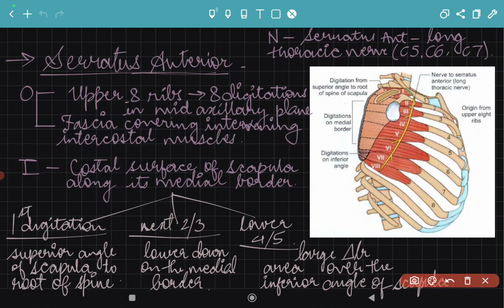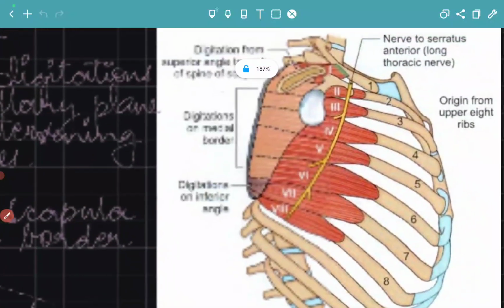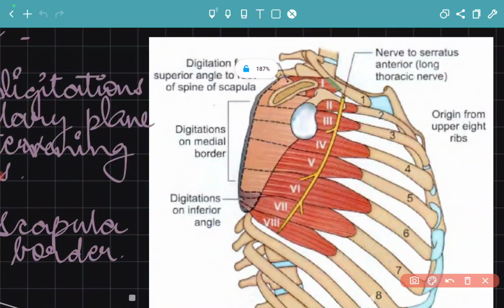Now considering the digitations as they are divided, the first digitation will go where? To the superior angle of scapula to root of spine. So it is divided, like the first digitation will go over here, we can see, from superior angle to the, so can be appreciated well now. First digitation will be inserted from superior angle of the scapula to the spine of scapula, root of spine of scapula to be more specific. That was about first digitation.